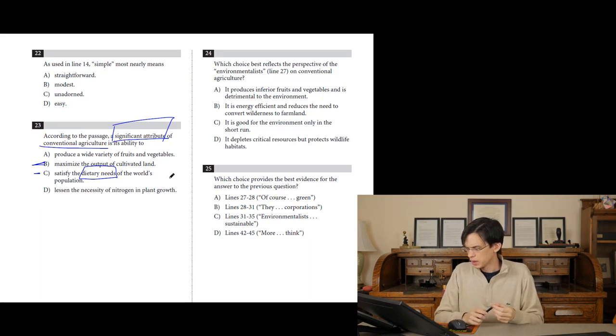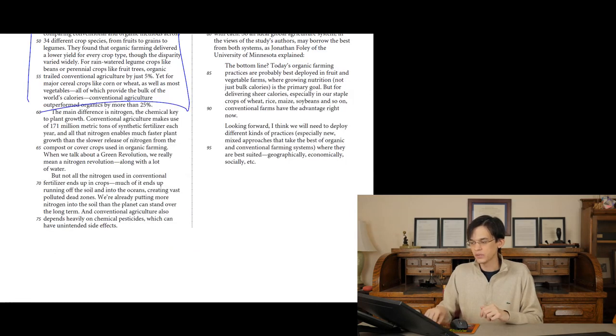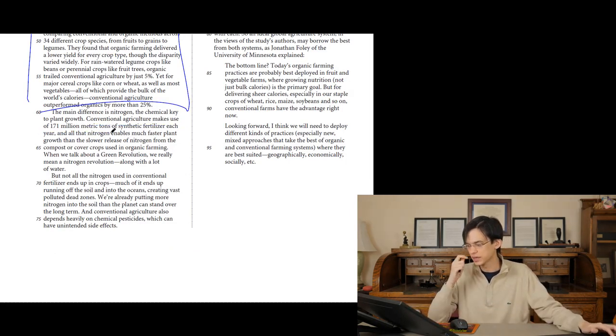What about D? According to the passage, a significant attribute of conventional agriculture is its ability to lessen the necessity of nitrogen in plant growth. It actually doesn't. Organic agriculture lessens the necessity of nitrogen. Because what do we find out? We know that conventional agriculture makes use of 171 million metric tons of synthetic fertilizer, lines 61 to 62. And that's more than line 64, the slow release of nitrogen.